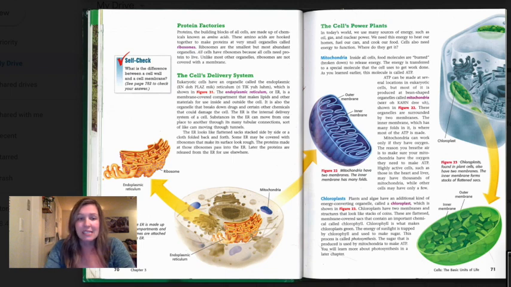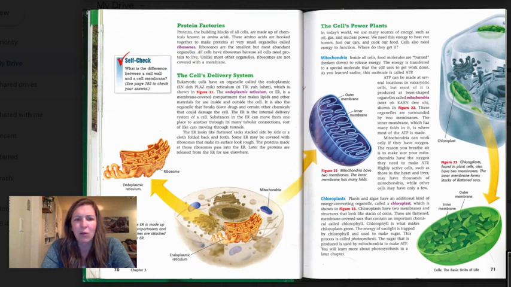The cell's delivery system. Eukaryotic cells have an organelle called the endoplasmic reticulum. Repeat after me, endoplasmic reticulum, or ER, which is a membrane-covered compartment that makes lipids and other material for inside and outside the cell. It is also the organelle that breaks down drugs and other certain chemicals that could damage the cell. The ER is the internal delivery system of a cell. Substances in the ER can move from one place to another through its many tubular connections, sort of like cars moving through tunnels. The ER looks like a flattened stack, stacked side by side with cloth folded back and forth.